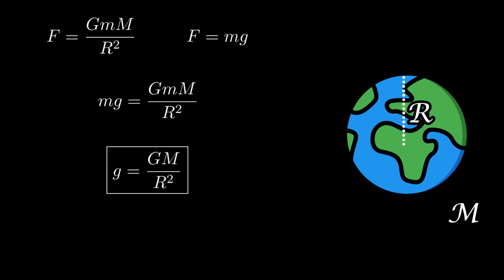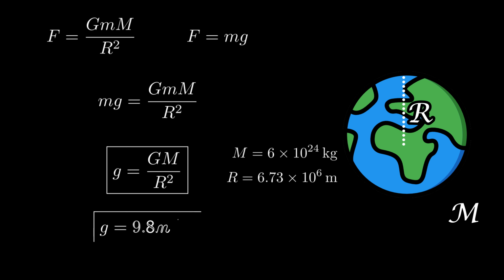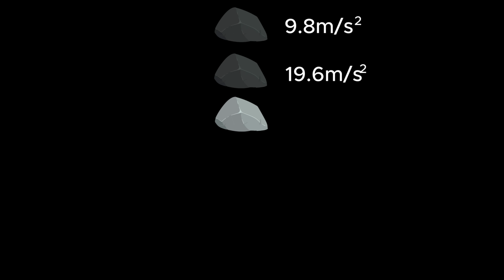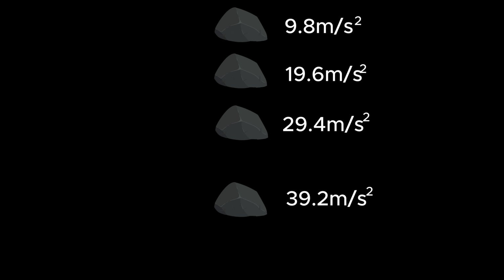Plugging in the value of capital M as the mass of Earth, which is roughly 6 into 10 raised to power 24 kilograms, and capital R as the radius of Earth, which is roughly equal to 6.73 into 10 raised to power 6 meters, we are left with small g as 9.8 meters per second square. This small g represents acceleration due to gravity. What it means is that an object dropped from a height has its velocity increased by 9.8 meters per second every second.